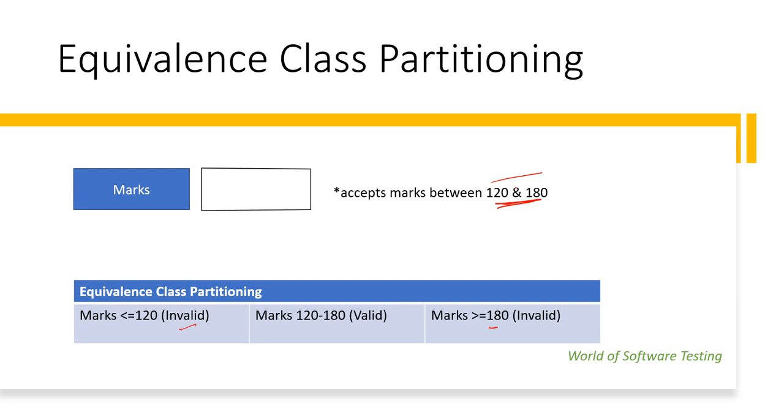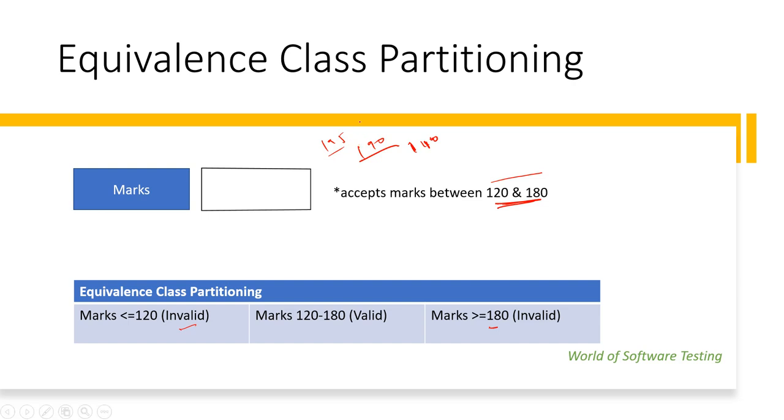Below we have this text box. If the student tries to enter marks less than 120 or greater than 180, it throws an error, meaning it is an invalid input because it's not accepting those marks here. If you try to enter, let's say, 110 here, or maybe 190 or 193, this should not accept this kind of marks in this text box.